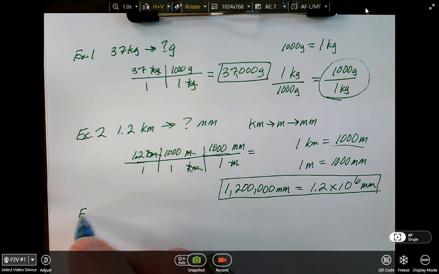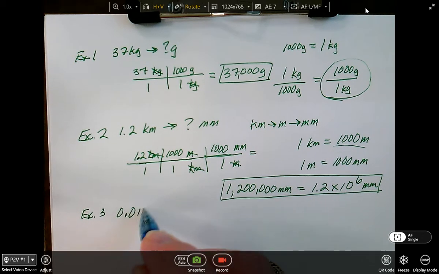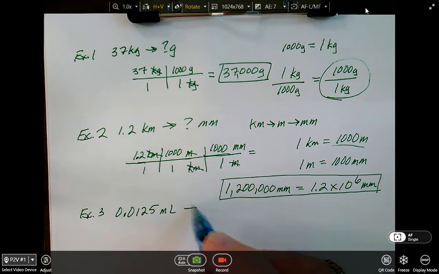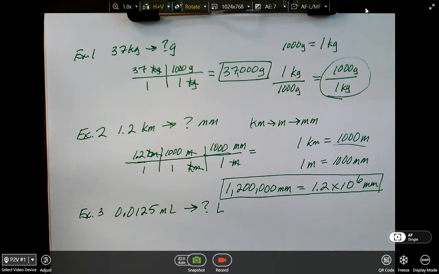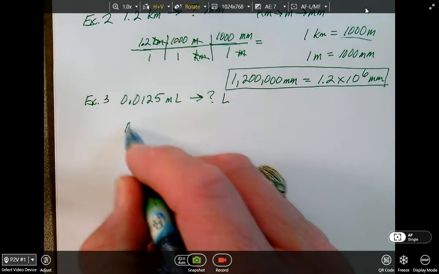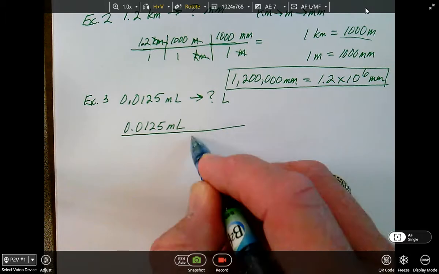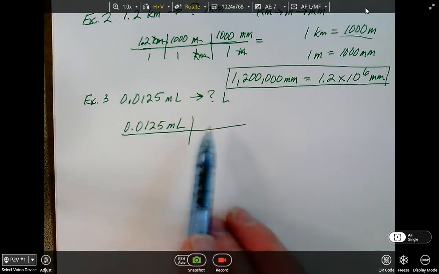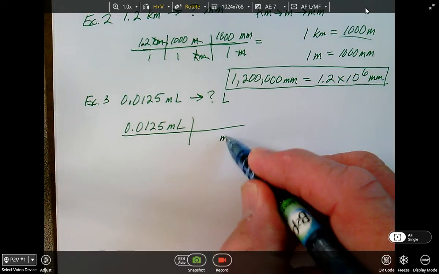Example number 3. And this one we're going to take 0.0125 milliliters, and we're going to figure out how many liters are there. Okay, let me move my camera down a little bit so we'll be able to see this one. So again, we're going to set up our factor bar. All right. We're going to put our number we're beginning with in our top box. Notice here I wrote the number and drew the factor bar around it. I do that most of the time. Milliliters is going to go here.